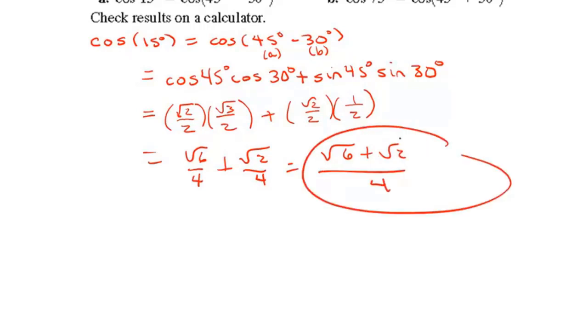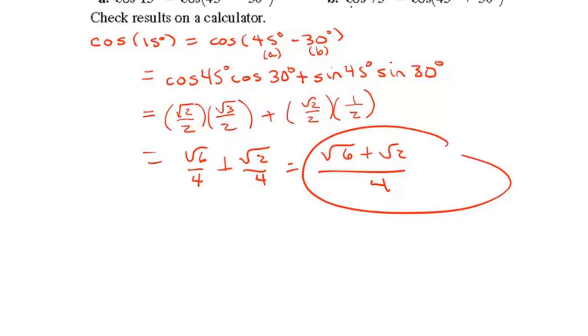And it says we can check on a calculator to see if these are the same. They'll be the same. One will be in decimal form, which is not an exact answer. In square root form, it's an exact answer. And the only difference, I'm sorry, excuse me? Is there a question?